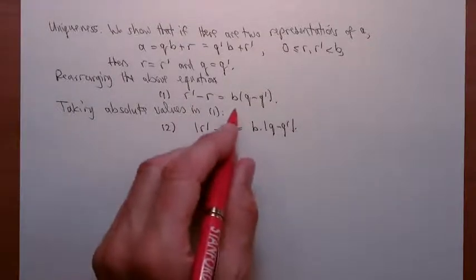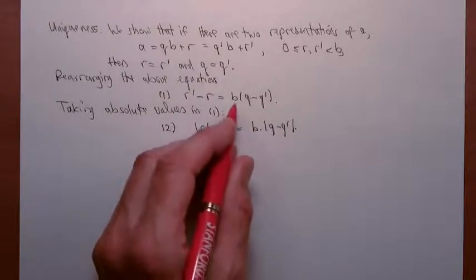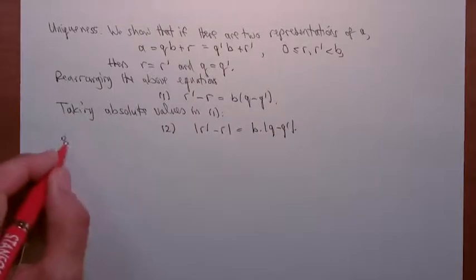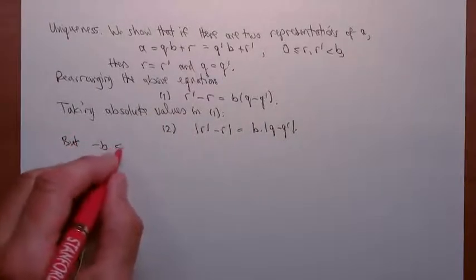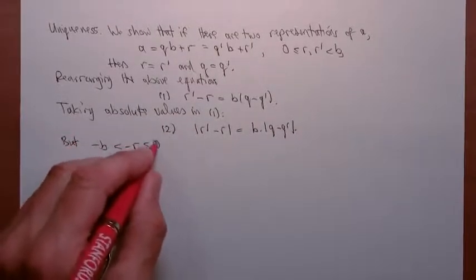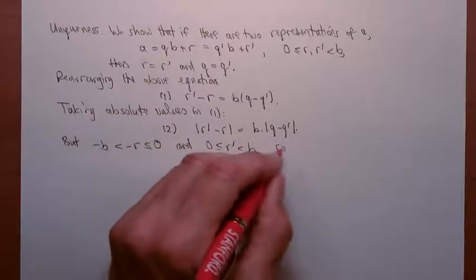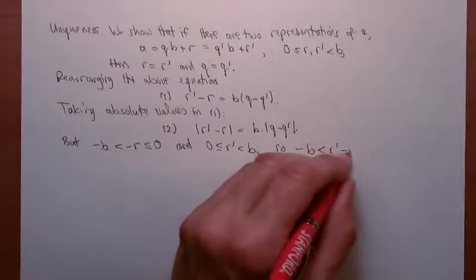b is positive, remember. So when you take absolute values, b remains the same. But negative b is less than negative r, which is less than or equal to 0, and 0 is less than or equal to r prime, which is less than b. So negative b is less than r prime minus r, which is less than b.